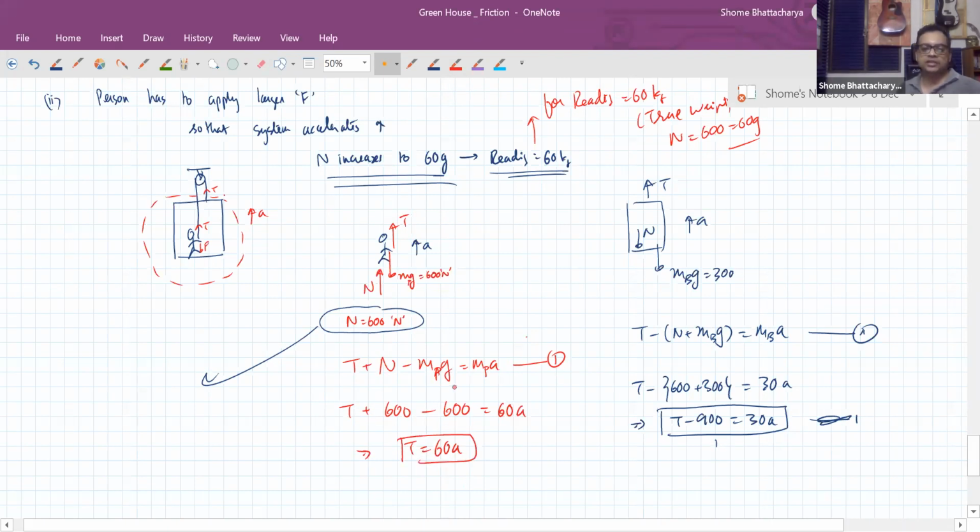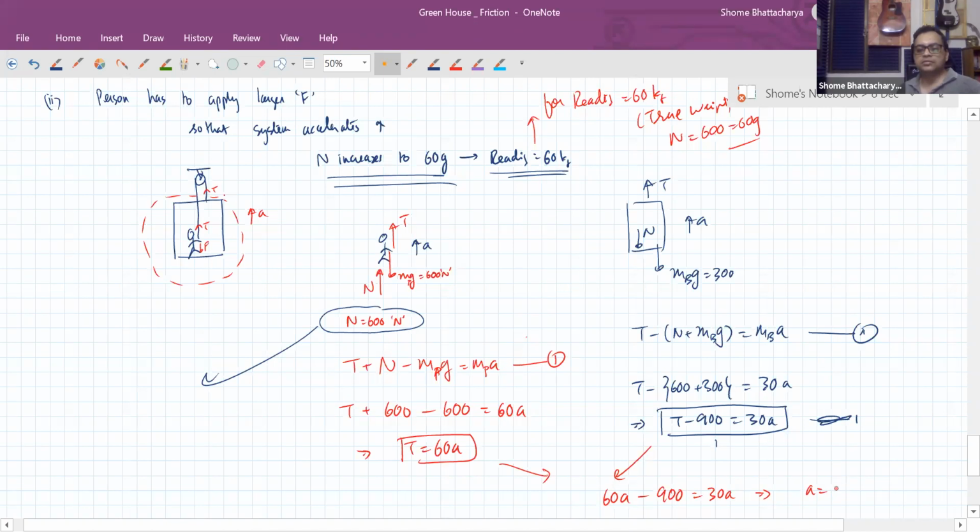When the normal reaction is equal to his true weight, this term should be 0. So directly T should be equal to mass into acceleration. Now we substitute that over here. Now this is fine because tension is acting upwards, these two are acting downwards. So tension minus 900 newtons has to be this. So solving these two, you will get 60A minus 900 is equal to 30A. So you will get A is equal to 900 by 30.